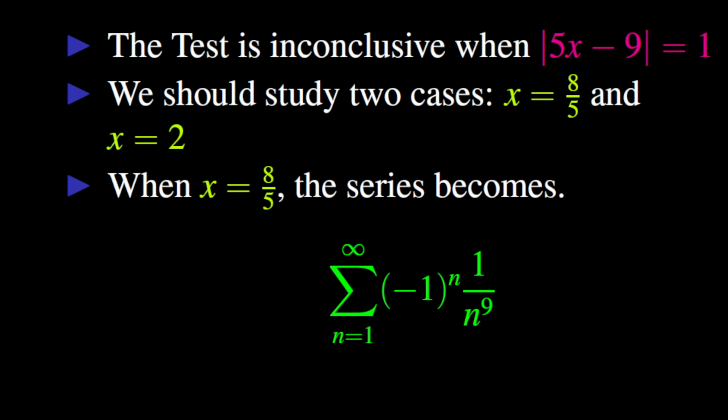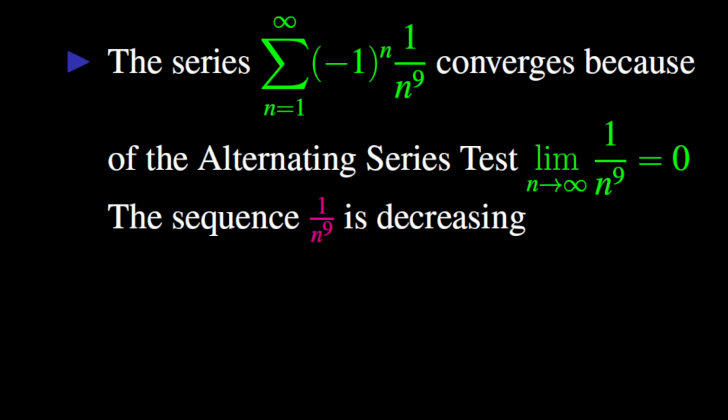When x is equal to 8 over 5, the series becomes an alternating series with terms (-1) to the power n times 1 over n to the power 9. We will now investigate if this new series converges or diverges. Using the alternating series test, the series converges because the limit as n goes to infinity of 1 over n to the power 9 is equal to 0, and the sequence 1 over n to the power 9 is obviously decreasing.